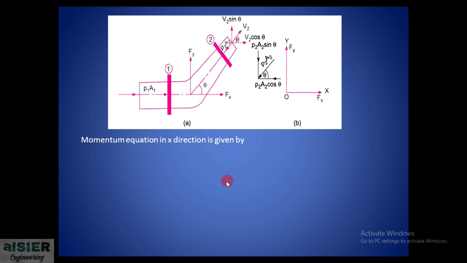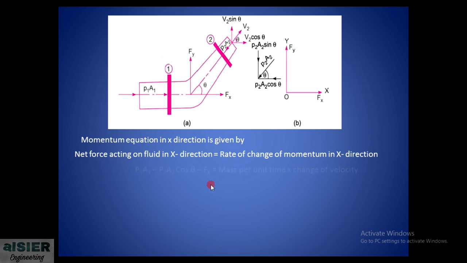Now we need to apply the momentum equation in the x direction. The momentum equation is nothing but the net force acting on a fluid in the x direction equals the rate of change of momentum in the x direction. In other words, Fx equals m into final velocity minus initial velocity.